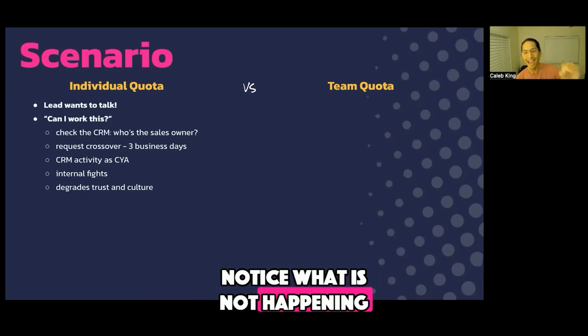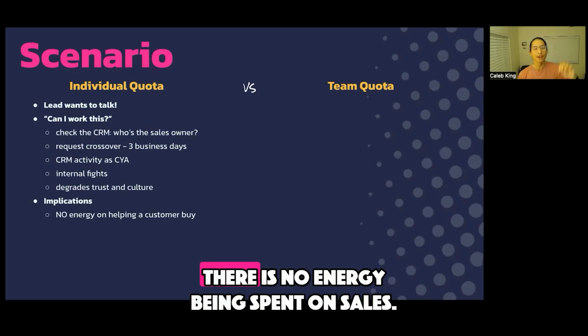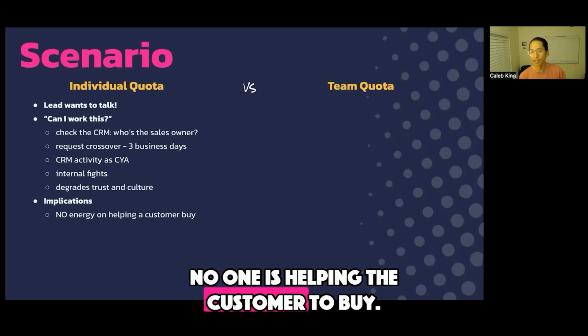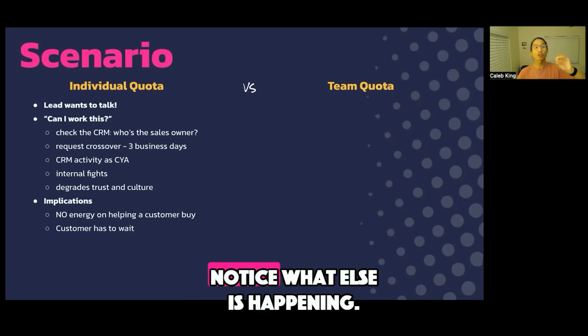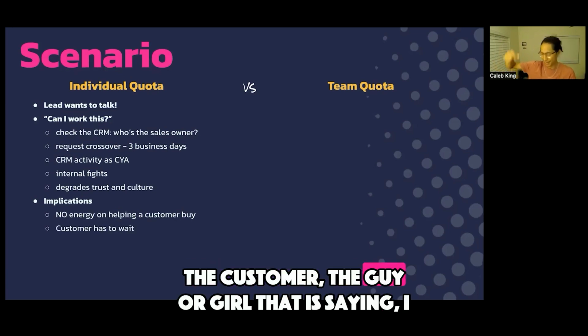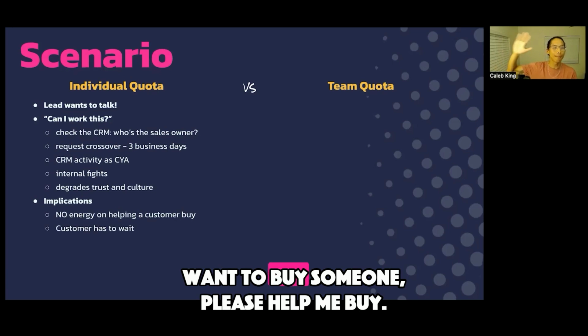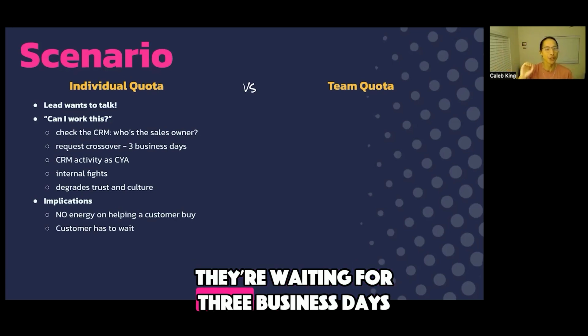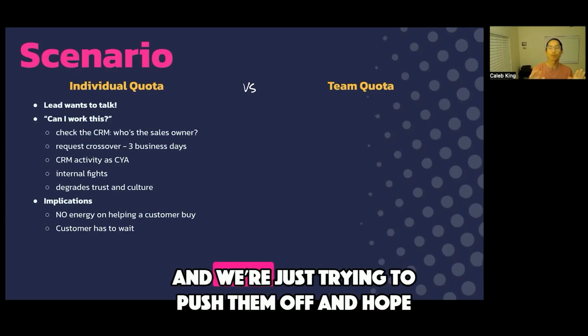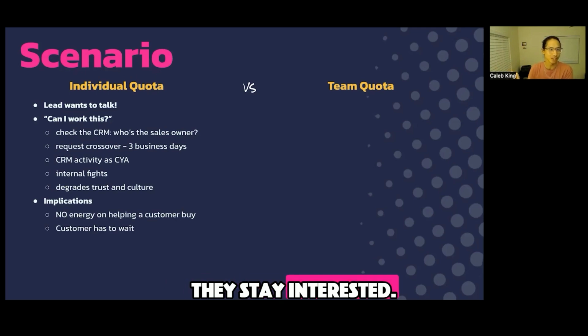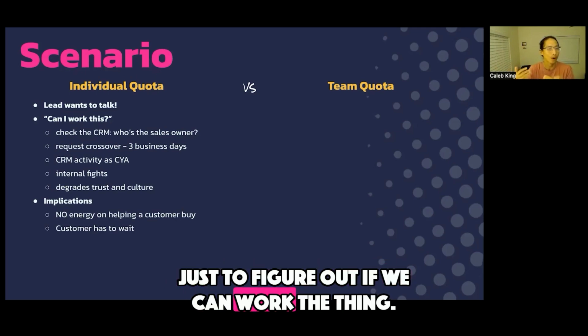Notice what is not happening here in this system. There is no energy being spent on sales. No one is helping the customer to buy. All of the energy is on this internal BS. Notice what else is happening. The customer, the guy or girl that is saying, I want to buy, someone please help me buy, is waiting for 3 business days while we pretend that nothing's happening and we're just trying to push them off and hope they stay interested, just to figure out if we can work the thing.